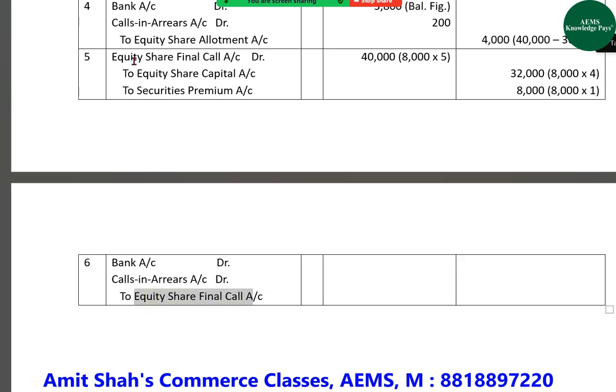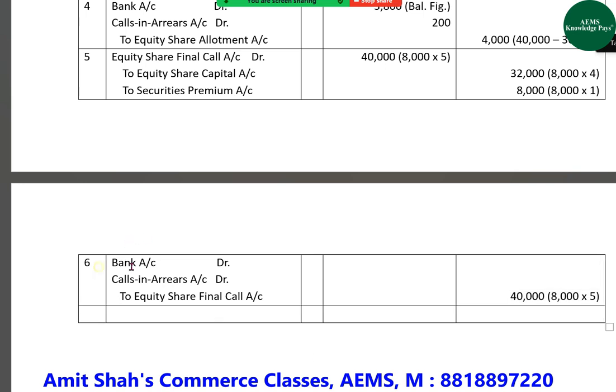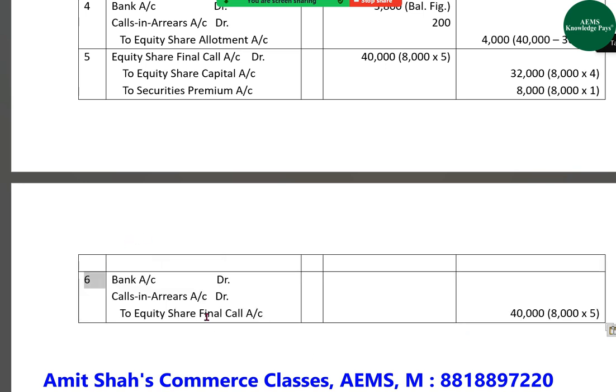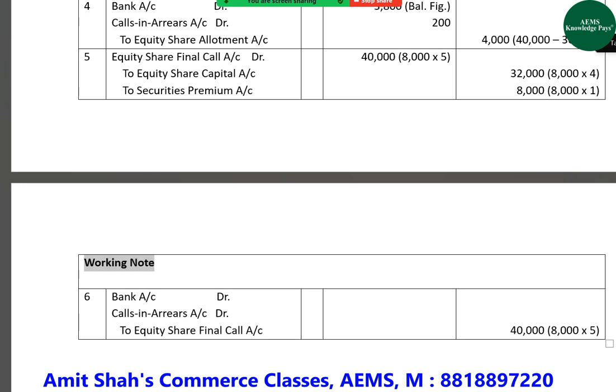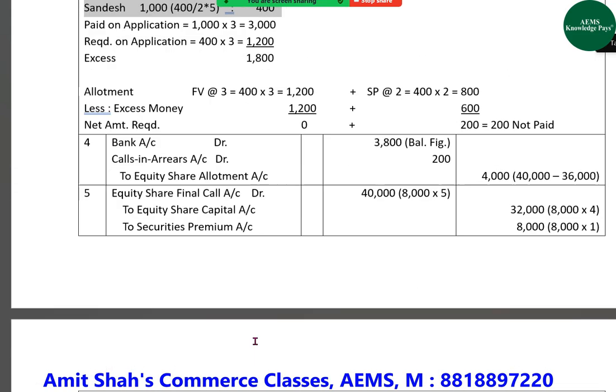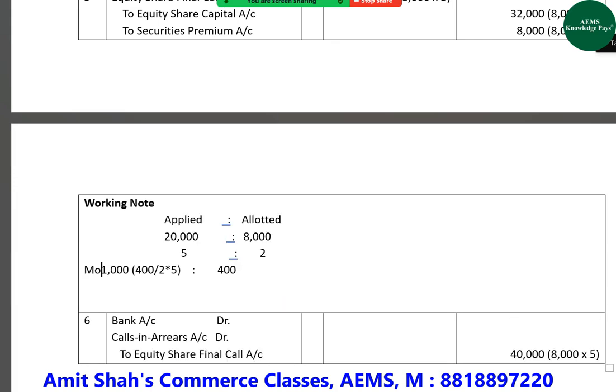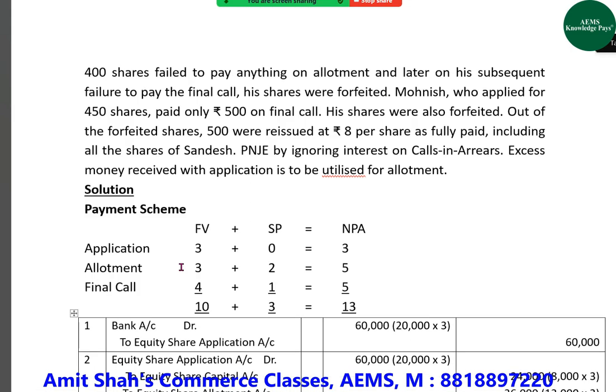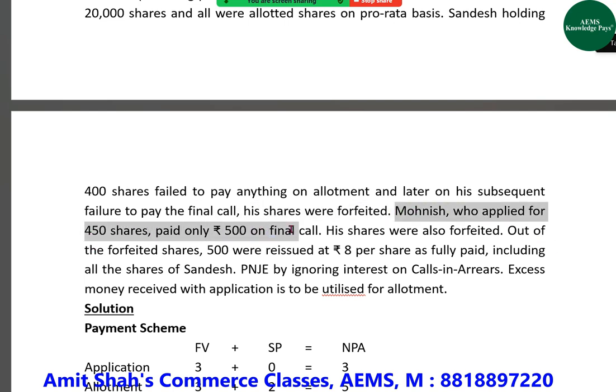Final call account would be created with the same amount with which it was debited earlier, that is 40,000 for 8,000 shares at the rate of rupees 5 per share. Now here, Sandesh has not paid anything and Monish has paid only 500. Monish applied for 450 shares and paid only rupees 500 on final call.